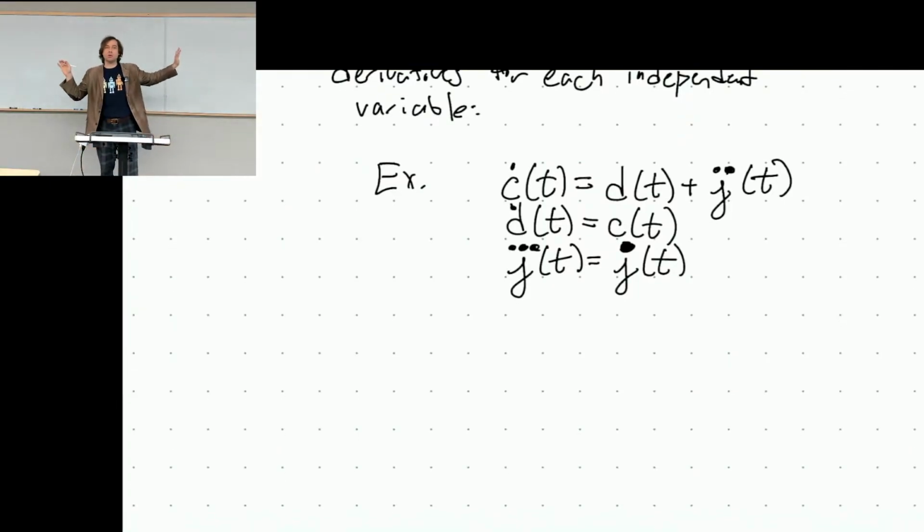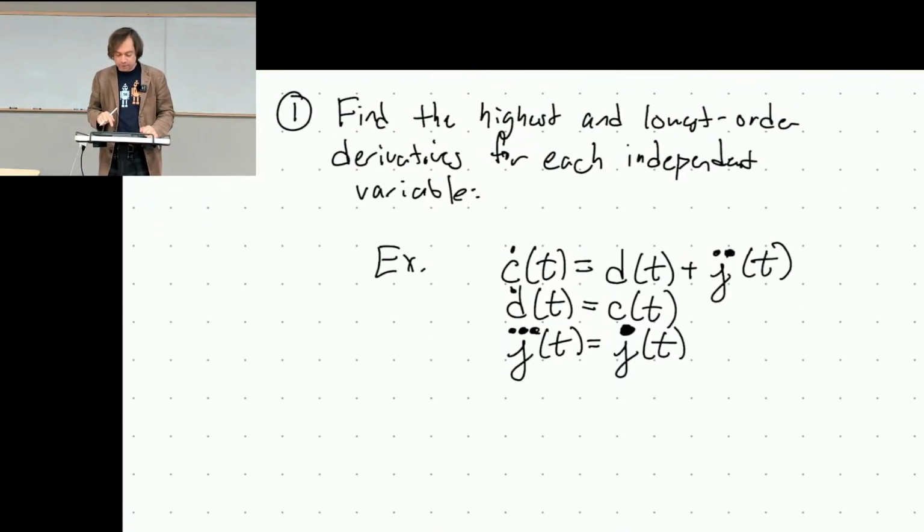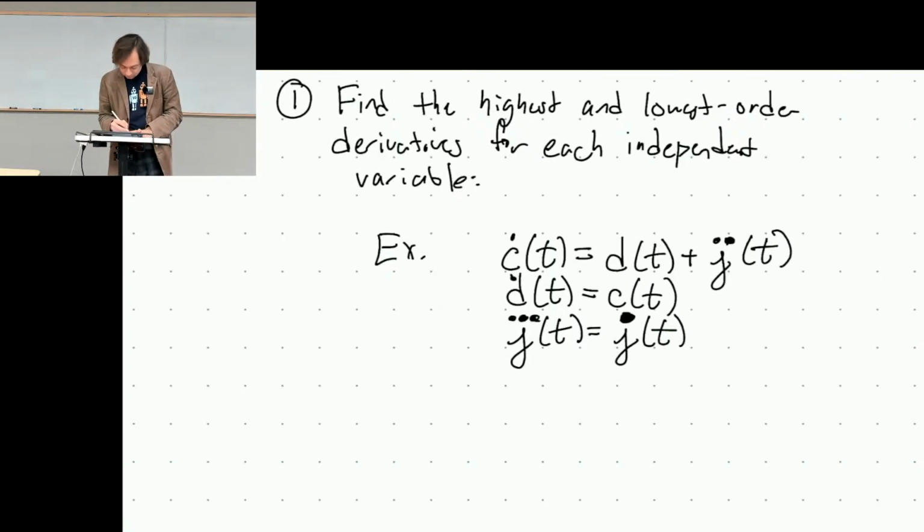Okay. That's our differential equations. Those are our equations of motion. What that's for, heck knows. I don't know. I just made it up. It's arbitrary. It's crazy. I'm going to put it in state space form. So find the highest order derivatives for each independent variable. I count 3 independent variables, C, D, and J. Different letters. So for C, the lowest order derivative, I see C of t. That's a 0th order derivative. It's not a derivative, right? So it's 0.